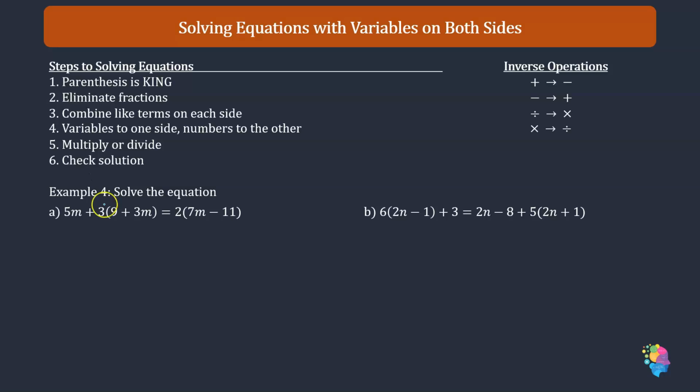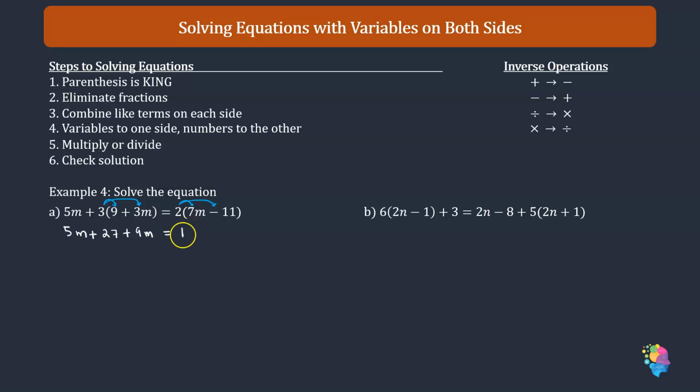So let's try this one. Let's do parentheses. We have 2 of them, one on the left side and one on the right side. So this turns into 5m plus 27 plus 9m. Don't lose the equal sign.